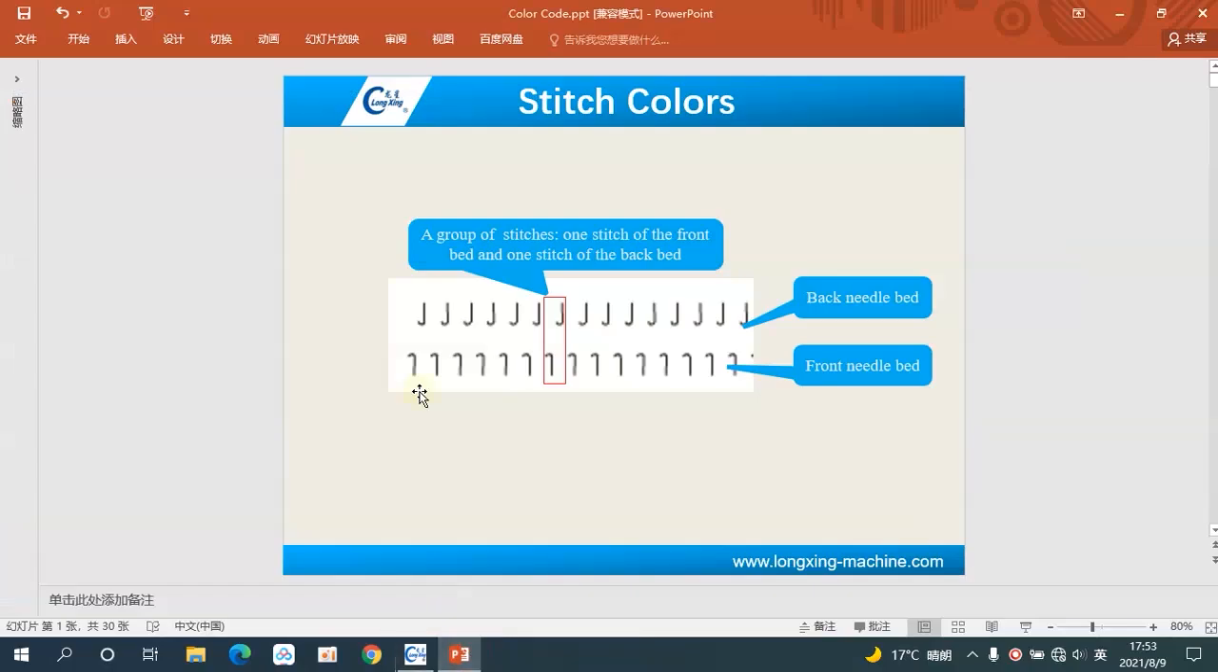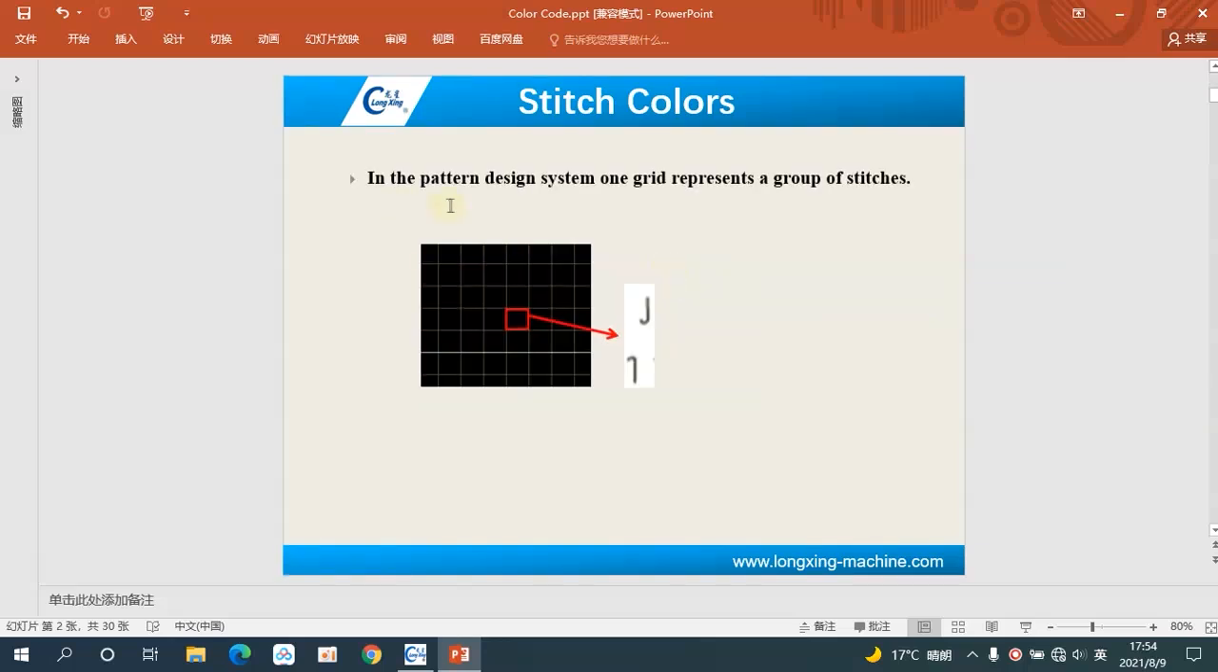Before introducing stitch colors, let's take a look at the needle bed of the flat knitting machine. The flat knitting machine is divided into the front needle bed and back needle bed. One group of stitches includes one stitch of the front bed and one stitch of the back bed. In the pattern design system, one grid represents one group of stitches, that is, one grid contains one front bed stitch and one back bed stitch.